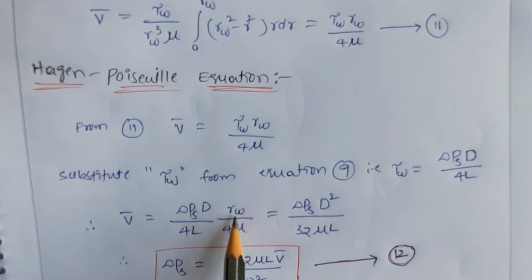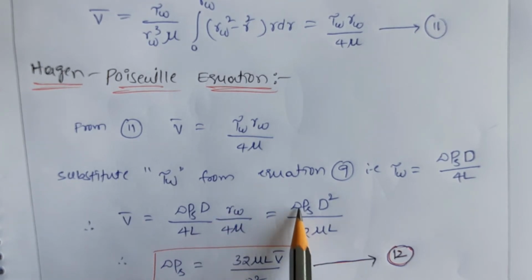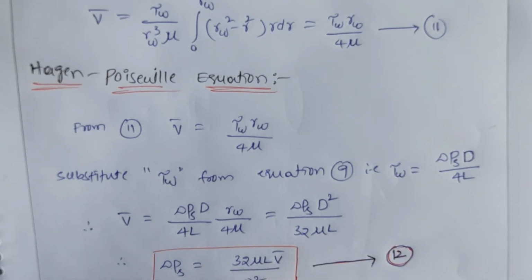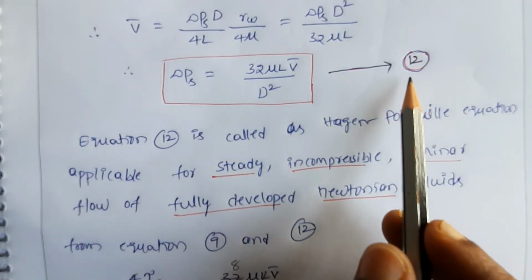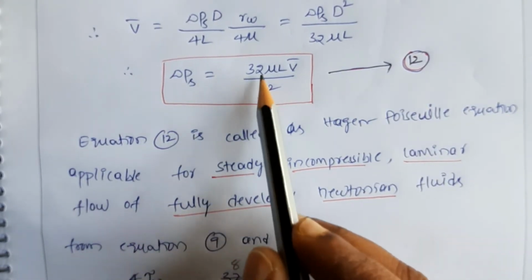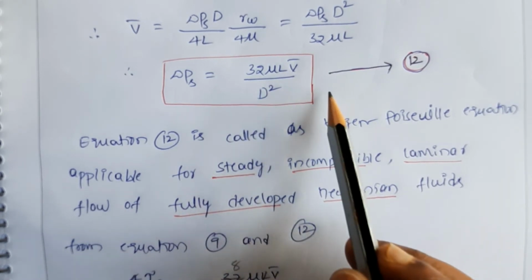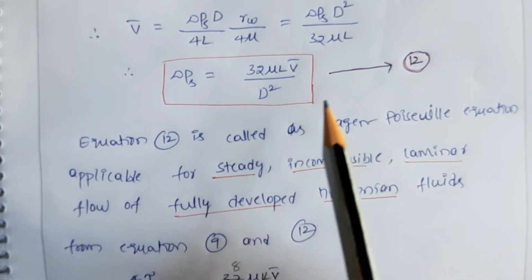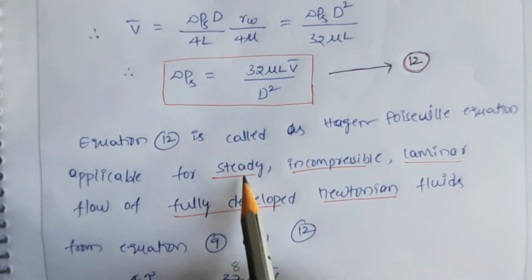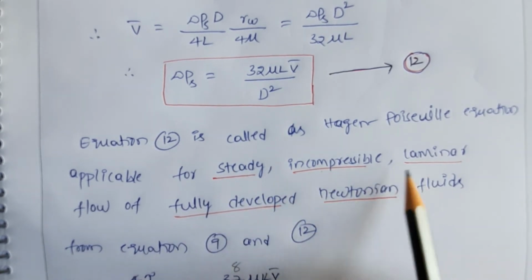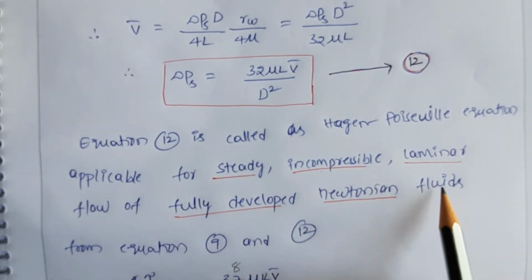Okay, if we convert this also in terms of diameter, we will get delta Ps d square divided by 32 mu L. Okay, this delta Ps equal to 32 mu L v bar by d square. Equation number 12 is, that is delta Ps equal to 32 mu L v bar by d square. Okay, this is called as the Hagen-Poiseuille equation. This is applicable for steady incompressible laminar flow of fully developed Newtonian fluids.